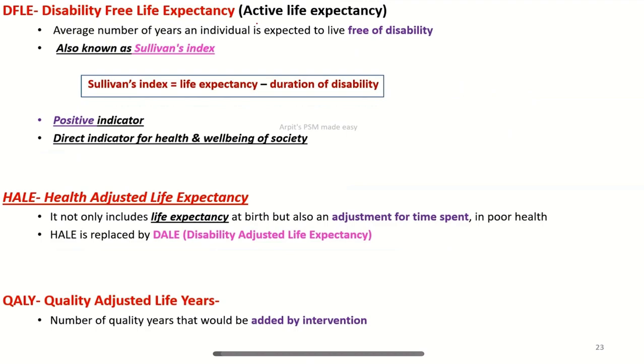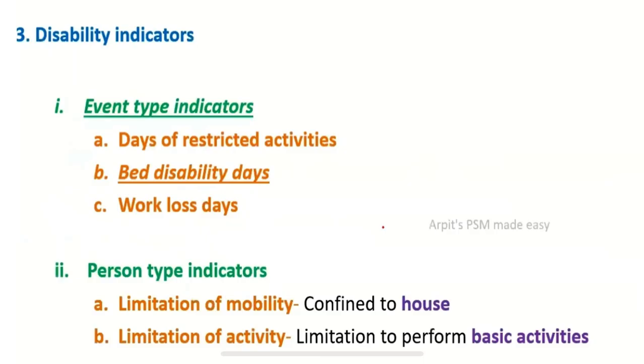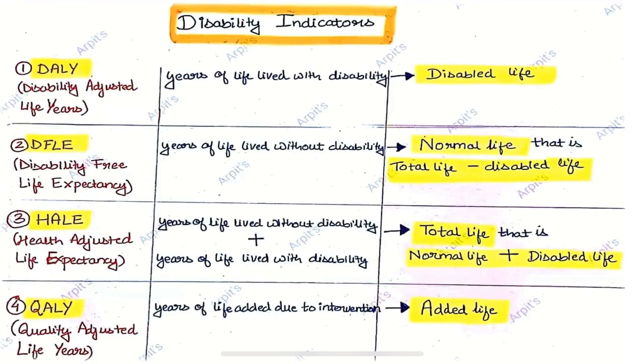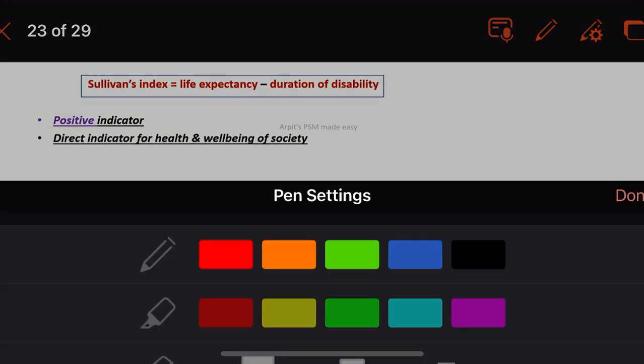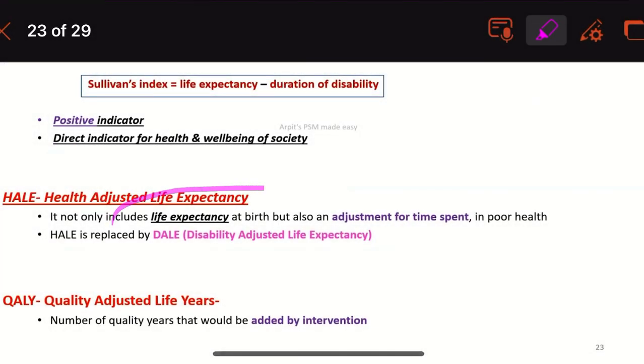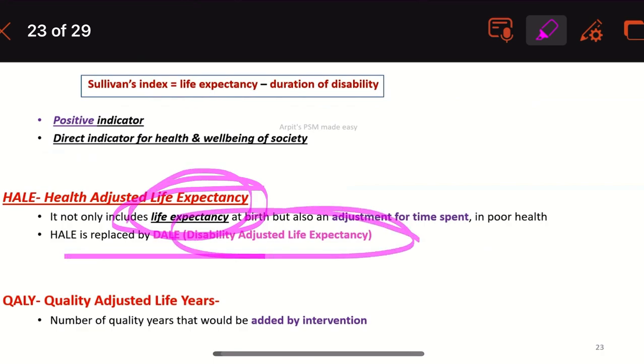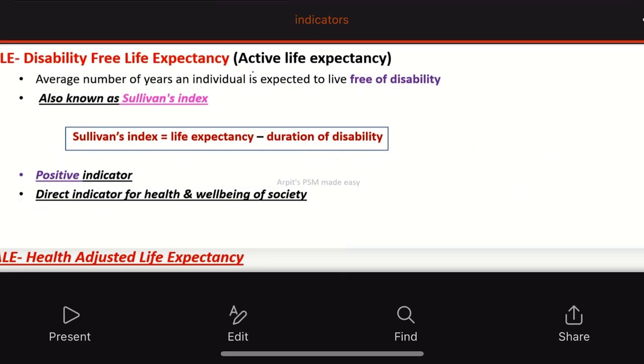Quality adjusted life years is nothing but the quality years which would be added by the intervention. So it's the same repetition. We saw that quality adjusted life years is the added life. Health adjusted life expectancy is the total life that the person is living, the life expectancy. It is replaced by disability adjusted life expectancy.